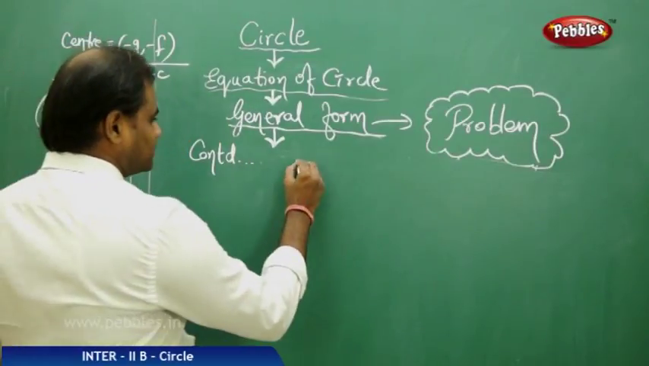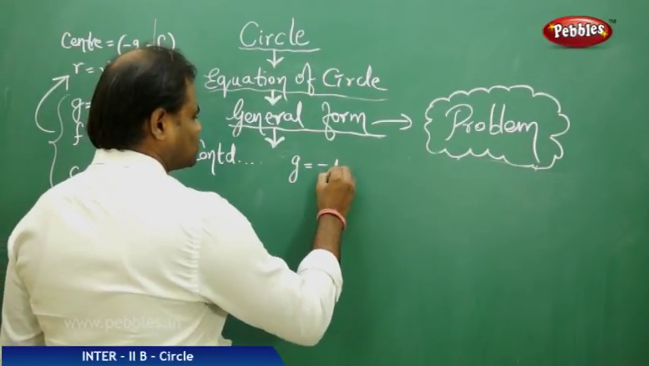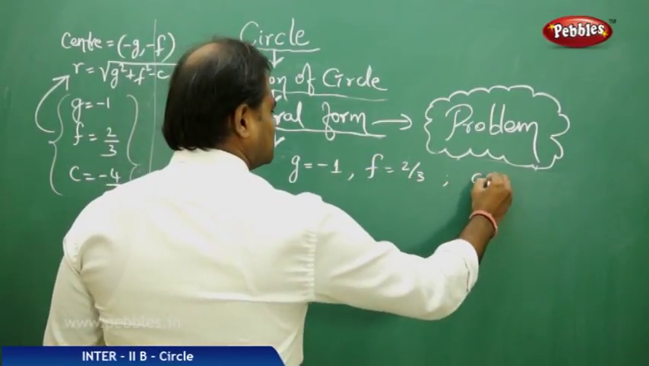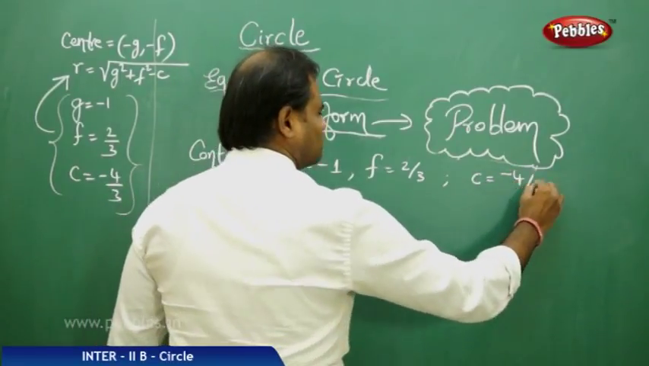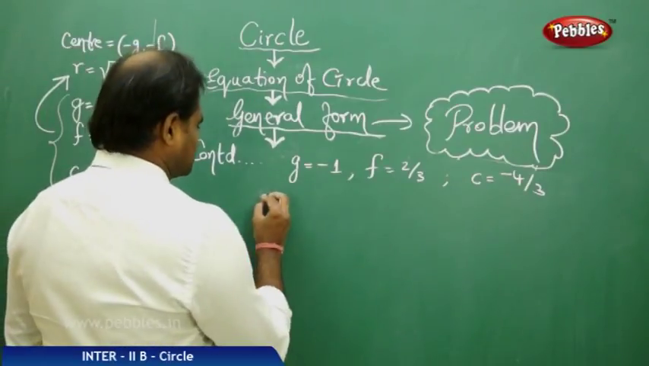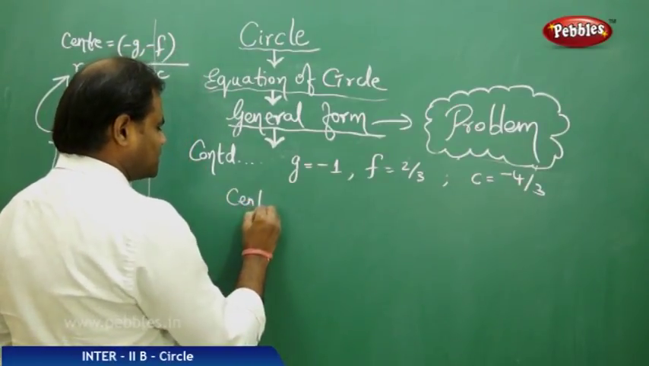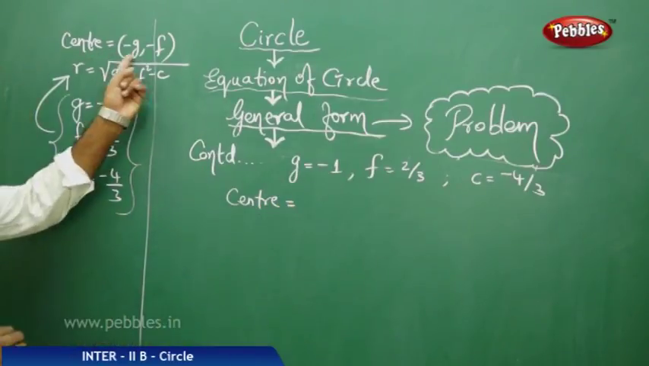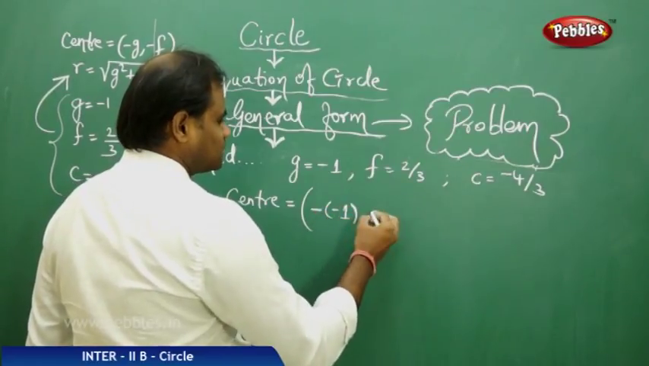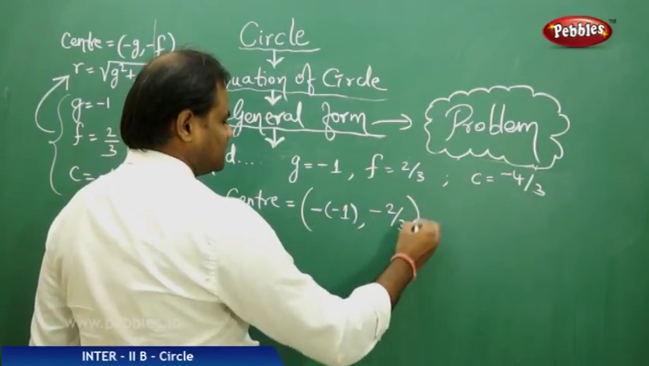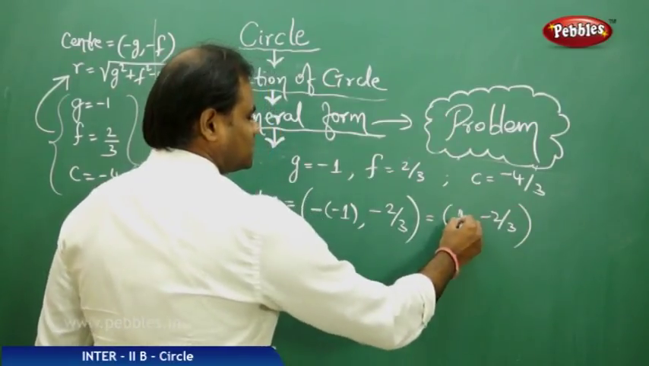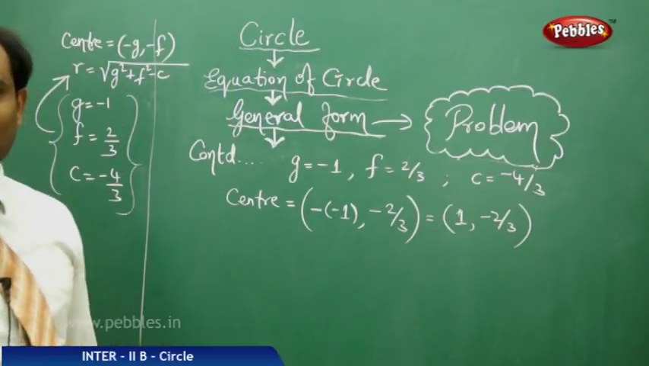Therefore, I have my G, which is -1, F, which is 2/3, and my C, which is -4/3. So with G, F, and C, I would like to find the center. Initially, my center, which is -G, -F, is given as 1 and -2/3, which is the center for the given circle.